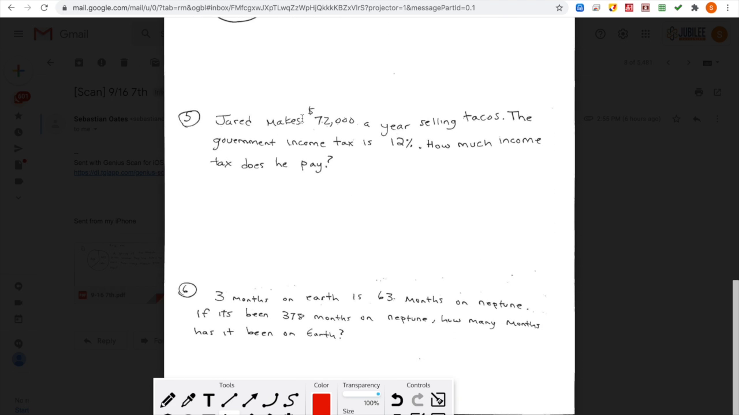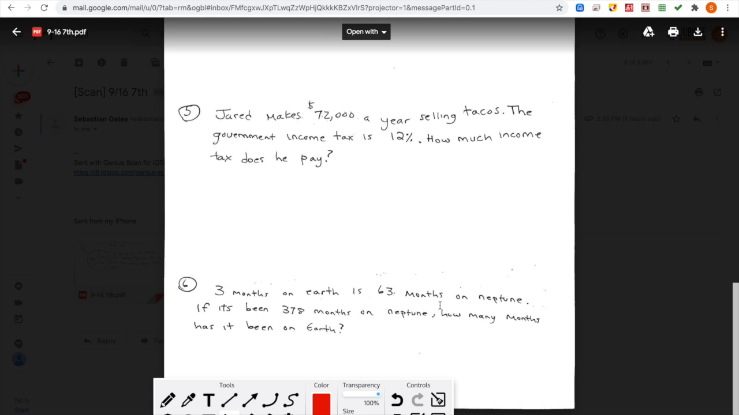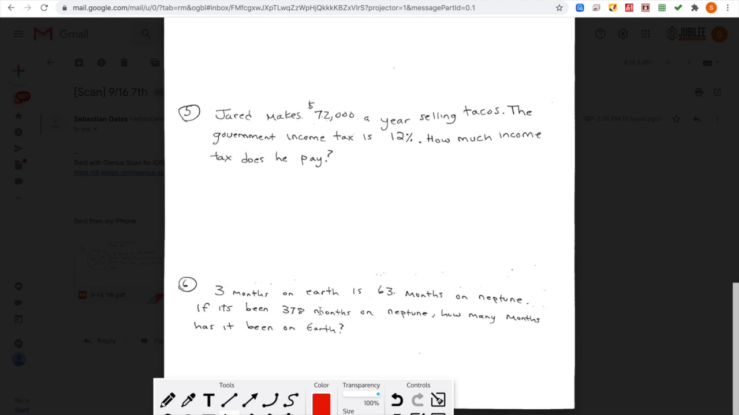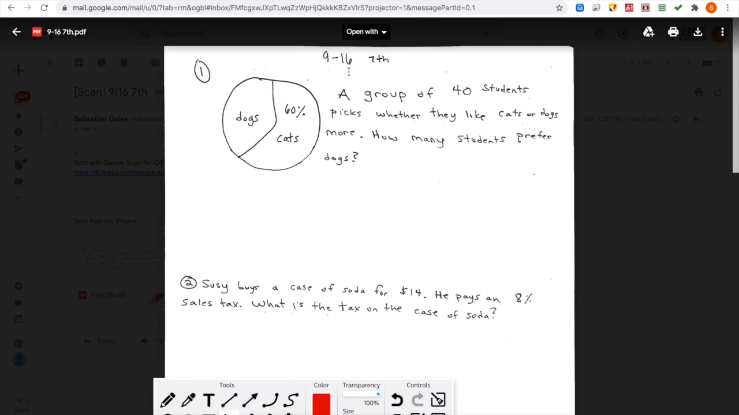Next, number 5, we're trying to find sales tax. So we're going to figure out what 12% of 72,000 is. And lastly, we have a ratio. So make sure you find the two that we have. We have months on Earth and months on Neptune. And the other piece of information we have is also months on Neptune. So you're finding out how we can get from 63 to 378. Make sure you set up your ratio, and good luck. Once again, this is the work for September 16th for 7th grade.